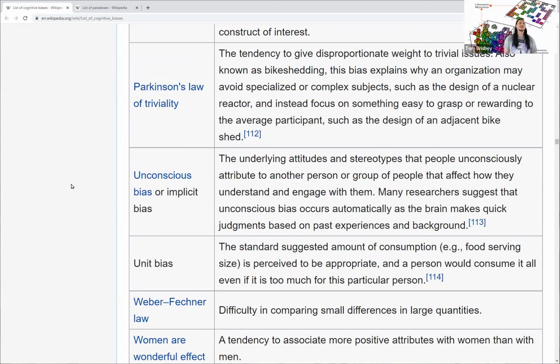Parkinson's law of triviality, the tendency to give disproportionate weight to trivial issues, also known as bike shedding. The bias explains why an organization might avoid specialized or complex subjects, such as the design of a nuclear reactor, and instead focus on something easy to grasp to the average participant, such as the design of an adjacent bike shed. That's the "this is too smart for you, I'm going to get torches and pitchforks if I don't dumb it down" mindset of that bias.